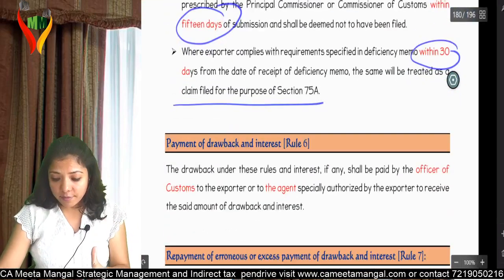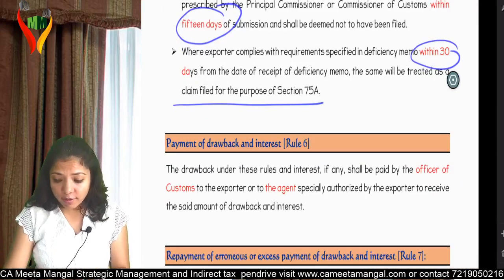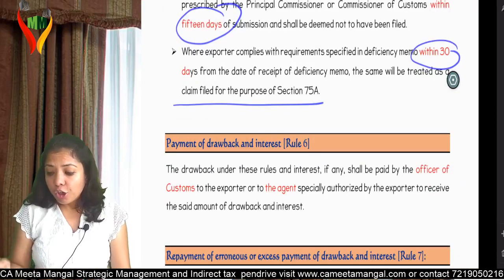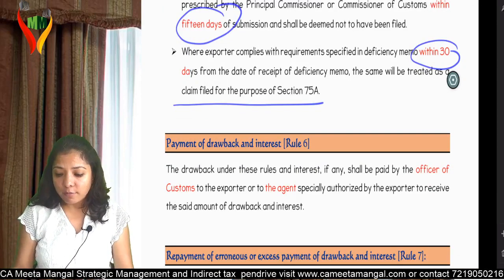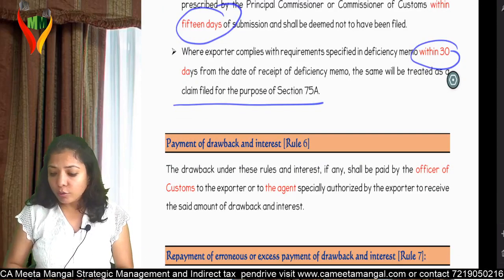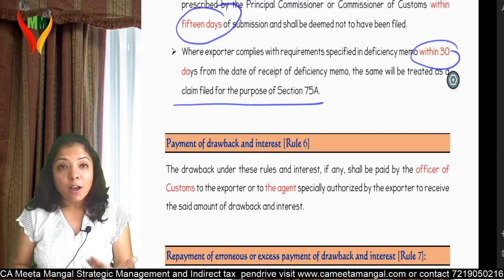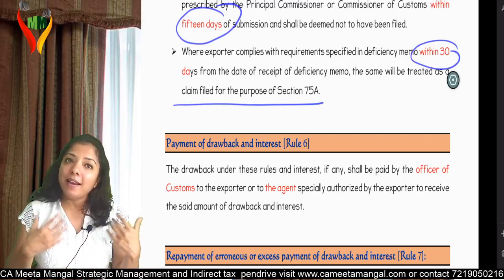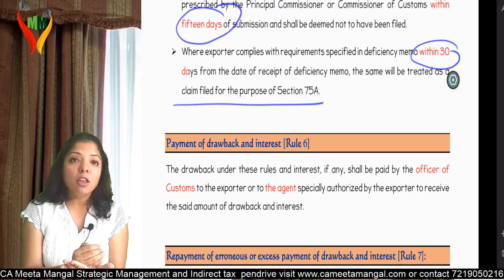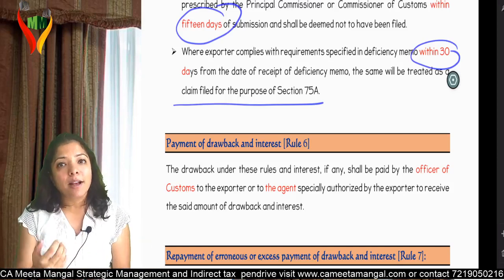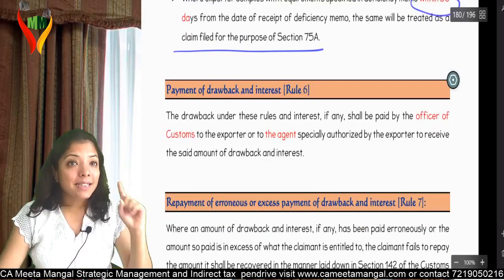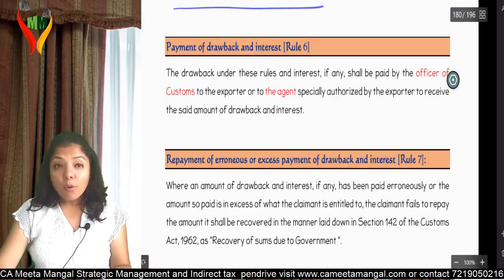Now, rule 6. Payment of drawback and interest. The drawback under these rules and interest, if any, shall be paid by the officer of customs to the exporter or to the agent specifically authorized by the exporter to receive the said amount of drawback and interest. The amount will either be given to the exporter or to any person who has been authorized by the exporter. That was rule 6.